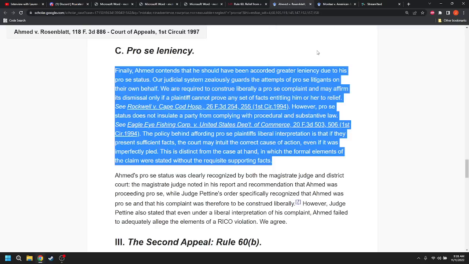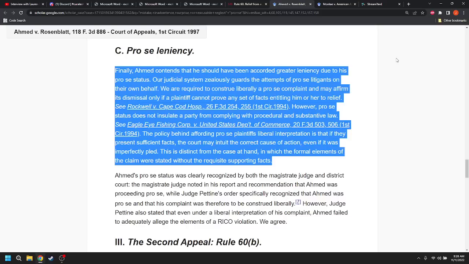Ahmed versus Rosenblatt, a First Circuit Court of Appeals case, pro se leniency. "Finally, Ahmed, who is the pro se litigant, contends that he should have been accorded greater leniency due to his pro se status. Our judicial system zealously guards the attempts of pro se litigants on their own behalf. We're required to construe liberally a pro se complaint and may affirm its dismissal only if a plaintiff cannot prove any set of facts entitling him or her to relief.